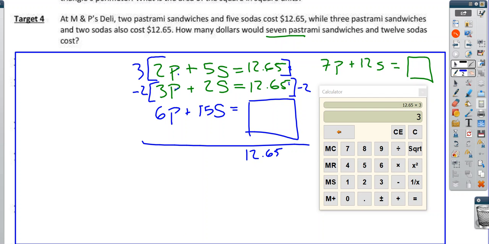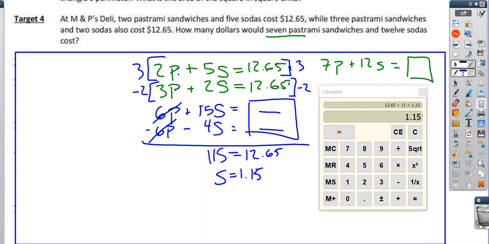So -2 times 3p is -6p minus 4s. And again, I don't have to worry about what goes here, because I know 3 is 1 more than -2, and I'm subtracting it out, so I'll end up with 12.65 left over. 6p minus 6p is 0. I get 11s is equal to 12.65. So I'm going to go 12.65 divided by 11. And so each soda is equal to $1.15.